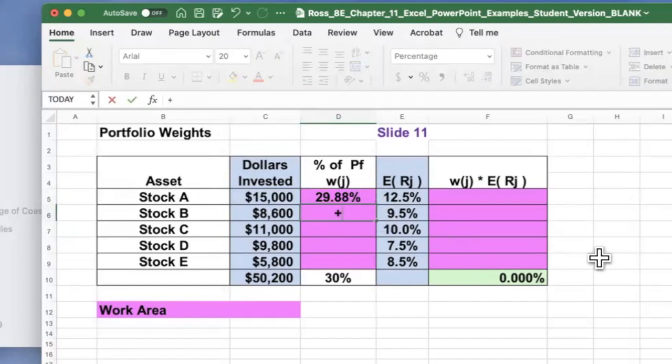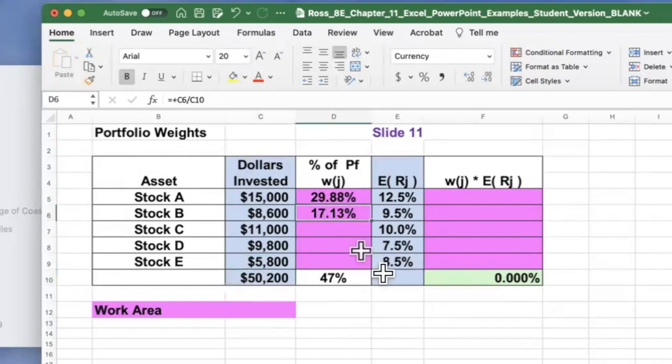So again, let me do the formula for D6. That's going to be stock B. We've invested $8,600. We're going to divide that by 50,200, and we see that that is 17.13% of the whole portfolio.